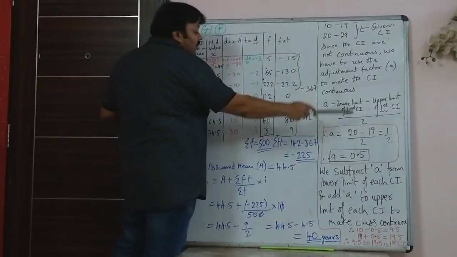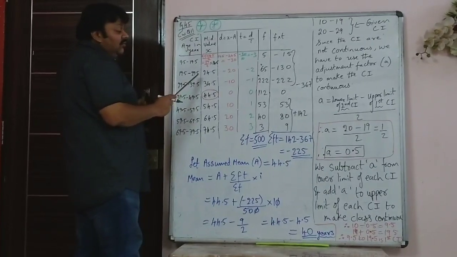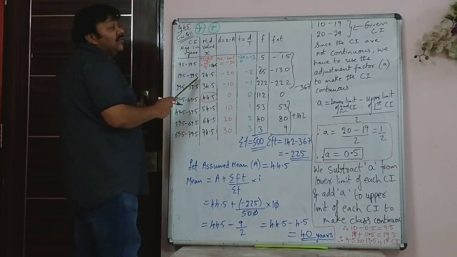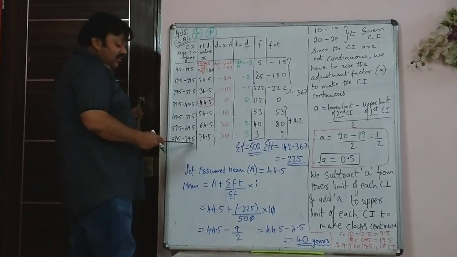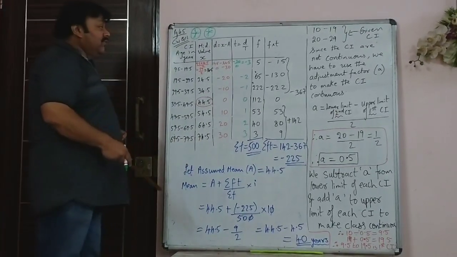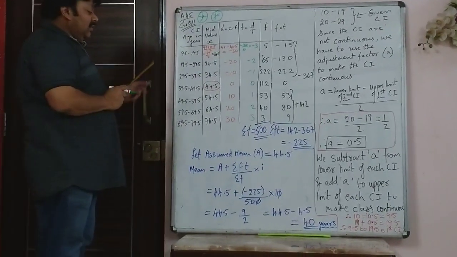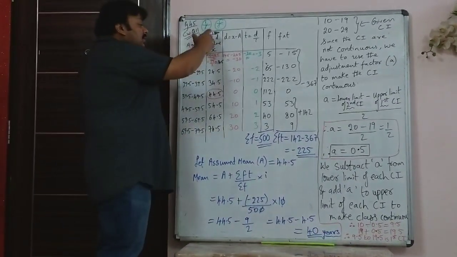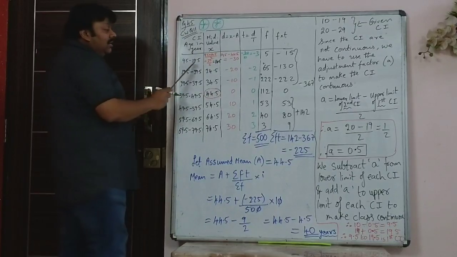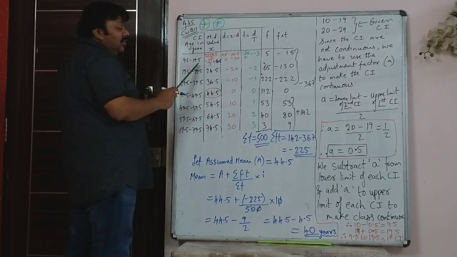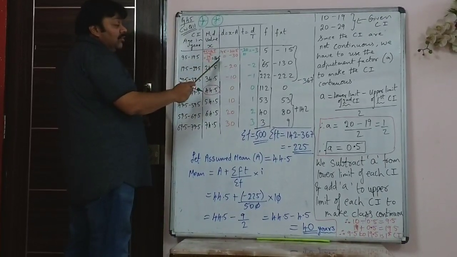And on the upper limit, you have to add the adjustment factor. So 19 plus 0.5, 19.5. Then 29 plus 0.5, 29.5. Right up to 79 plus 0.5, the last class, 79.5. So this is the adjusted class interval. So you will write the adjusted class interval. Then we take the mid value of all the adjusted class interval. Add the two, 9.5 plus 19.5. It is 29 upon 2, 14.5.